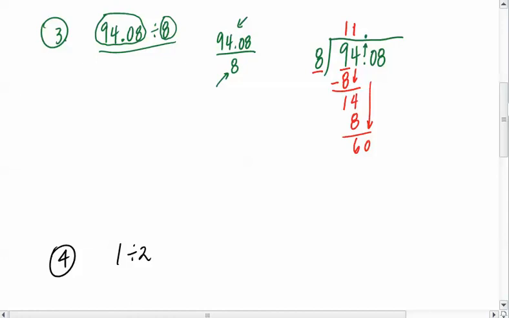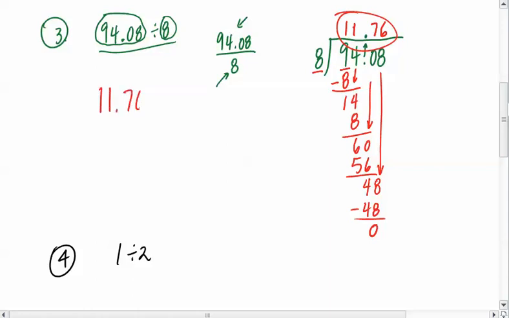Until we're finished. 8 goes into 60. 7 eights are 56. And that's a 4. Again, I'm ignoring the decimal. And then 6 times 8 is 48. So there's that. Okay, so it ends up with 0 remainder, or 0 thousandths actually. There's 7 tenths, 6 hundredths, and 0 thousandths. Now, this is the quotient, 11 and 76 hundredths. All right, so 11 and 76 hundredths.